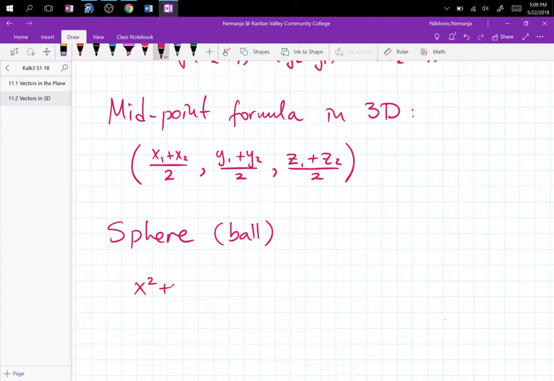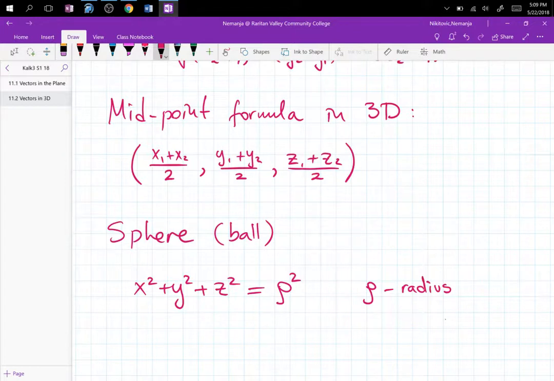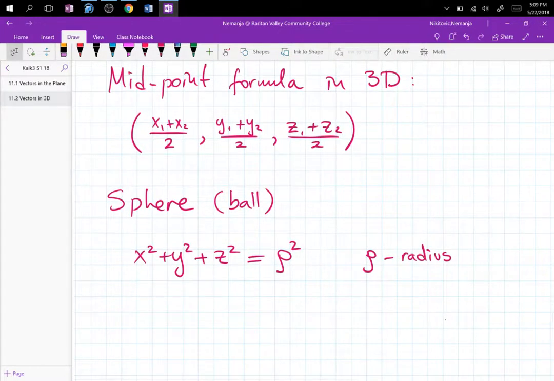One is x squared plus y squared plus z squared is equal to rho squared. So we can use rho as radius. So rho, radius. Greek letter rho. And then the center for this is at 0, 0, 0. Right? It's centered at the origin.